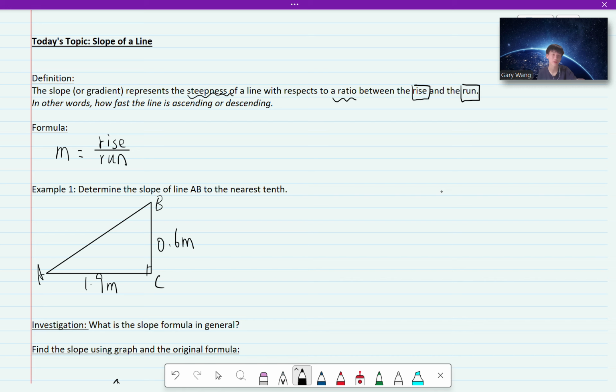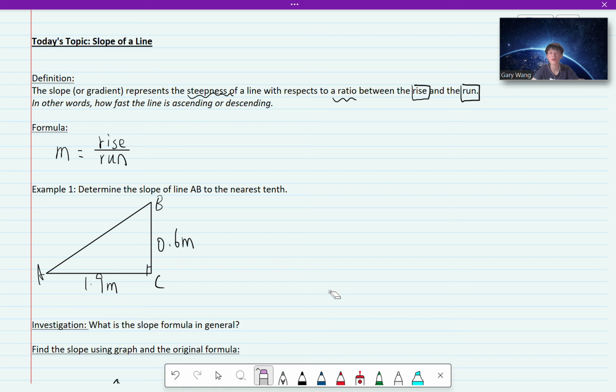So for example, if a line goes like this compared to a line that goes like this, we can clearly see that this line increases at a faster rate than this line. Which means this line has a greater slope than this line. So the formula for slope would be rise over run.